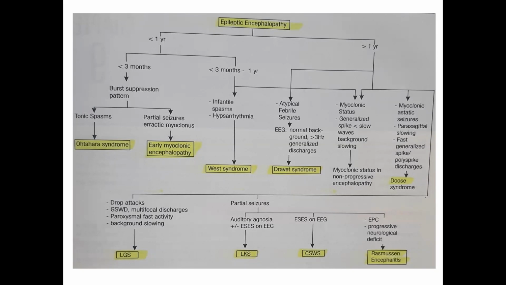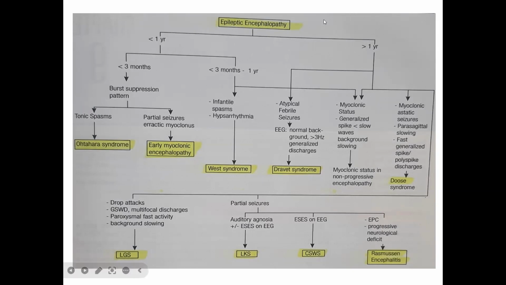In Dravet syndrome, most of the time the seizures are precipitated by fever, and most of these seizures will be atypical febrile seizures. Can anybody tell what is an atypical febrile seizure and what is a typical febrile seizure? How do you say this is atypical? Sir, atypical would be some focal seizure.